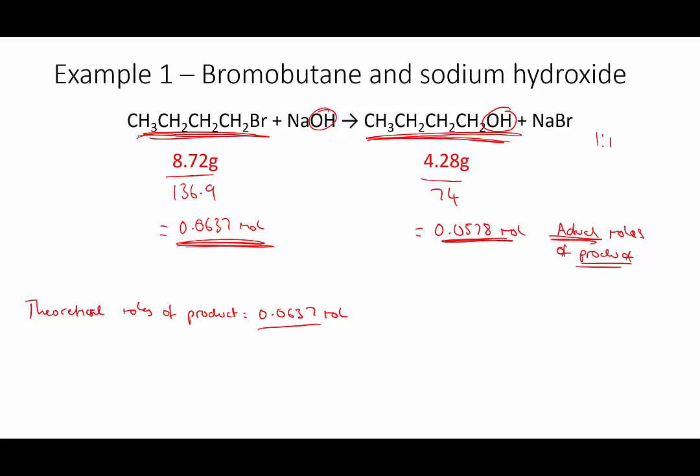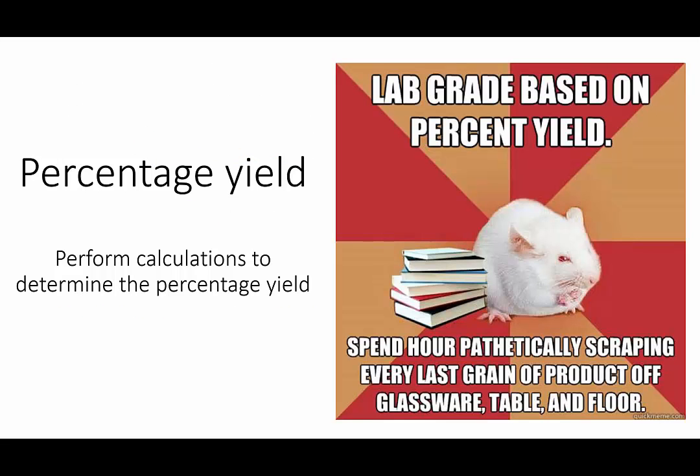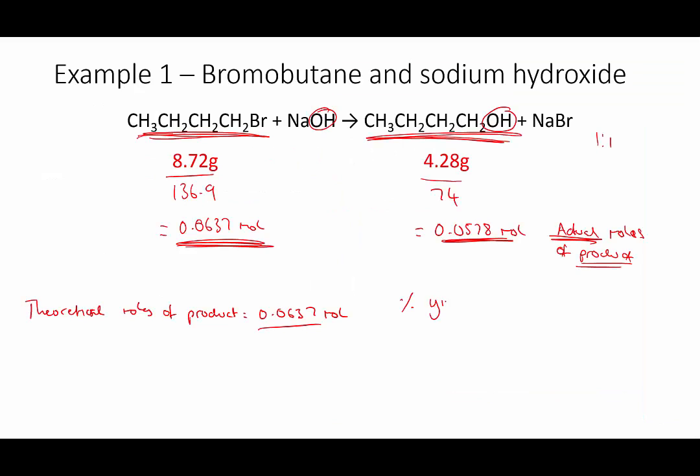So what's the last step? Well, we just stick it all into a calculator. Percentage yield, use the equation, of course. Whoops, spelled yield wrong there. Oh, that's annoying. Right, yield is equal to, remember, the actual, which is 0.0578 divided by 0.0637, multiplied by 100, and you should end up with 90.7%.